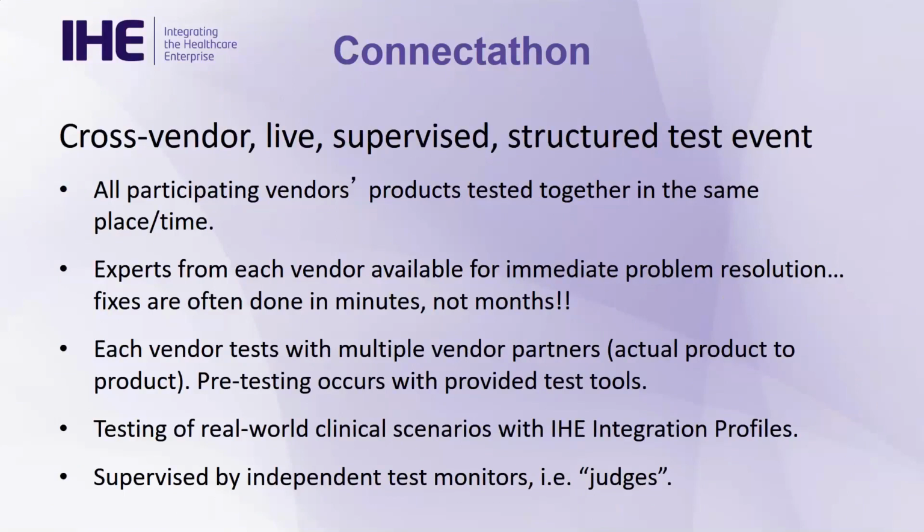Now we get to the part where I'm going to talk a little bit about the Connect-a-thon. It is a cross-vendor test event. We test all vendors' products in the same place in the same time. Solutions or fixes are often done at night when they're sitting at the desk in the hotel room, and we normally get solutions overnight. Now, that doesn't mean the solutions get into the product yet, because it's got to go through testing in each vendor's process. But we do make progress during the week, and normally it's a week long. Each vendor must test with multiple vendor partners. If you test just one, that's not considered a pass.